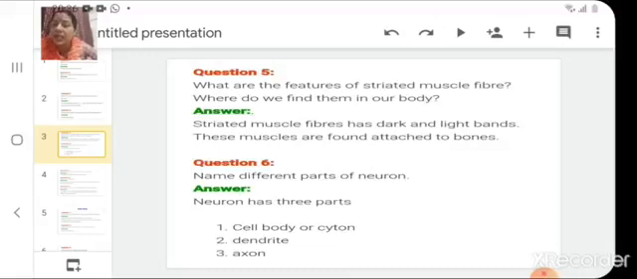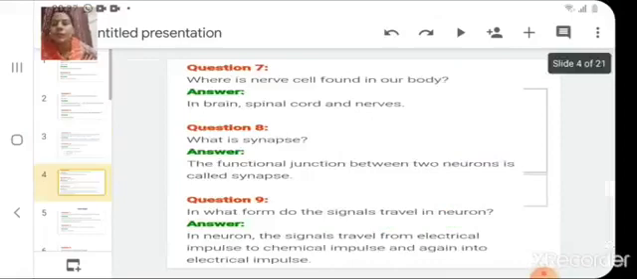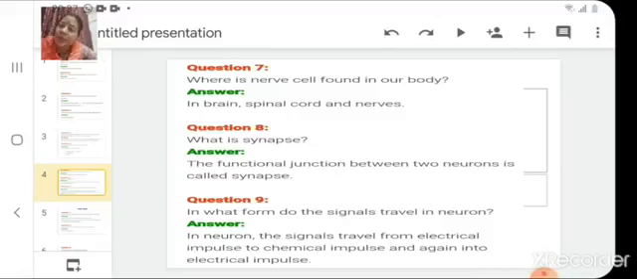So neuron has basically three parts. The main upper part, which has a star-like structure, is known as cell body or cyton, and then it has a long projection coming out of it, which is called axon. At the end part of cyton, there are some branch-like, brush-like structures, that are called dendrites. So there are three main parts in a neuron, that is cyton or cell body, dendrites and axon. Now, where is nerve cell found in our body? The nerve cell is present in brain, spinal cord, and in other nerves also.